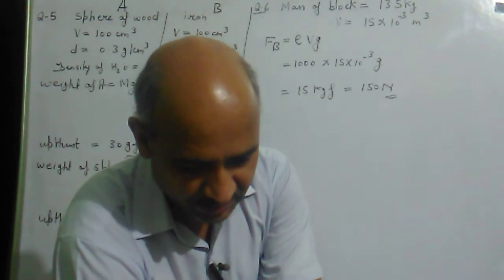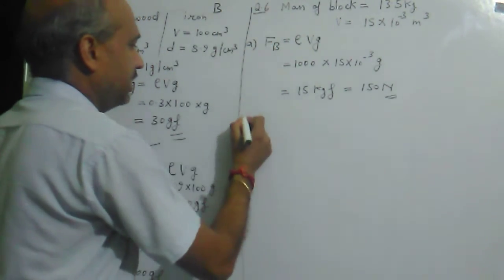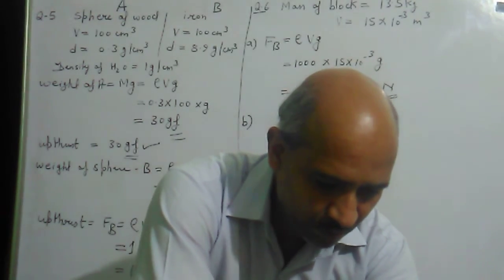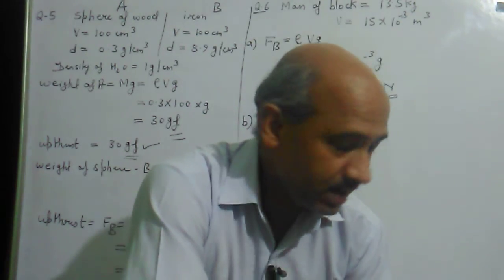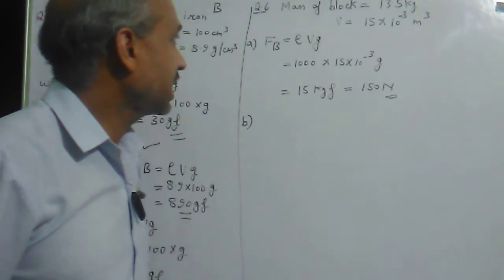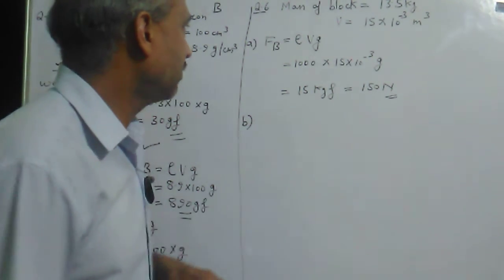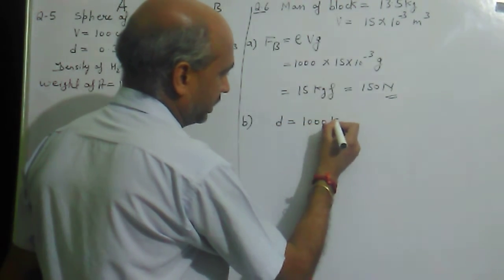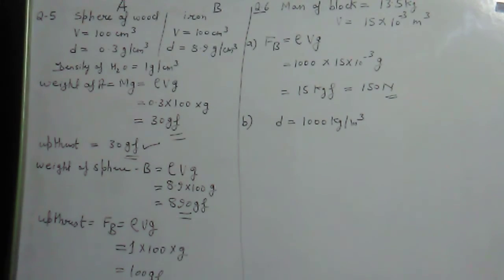Now, this is the answer for the A part. Similarly, we have the B part also for the same question. In the B part, he is asking: will the block float or sink in water when released? He is asking us, will the block float or sink in water? So for that we know the density of the water. Density of the water is how much? It is 1000 kg per meter cube, and we have to calculate the density of this block.